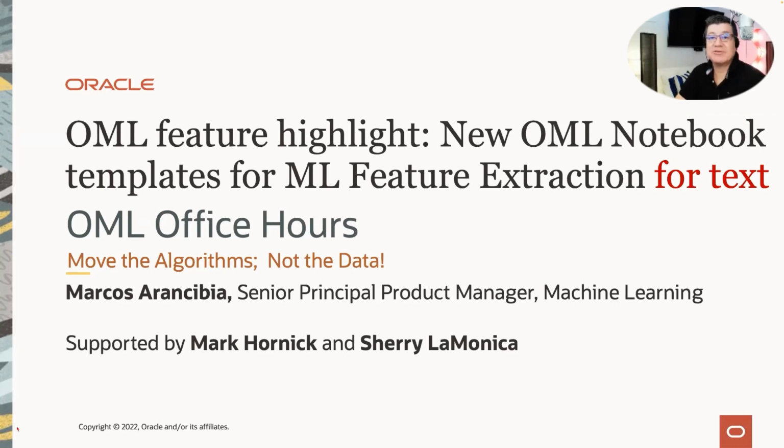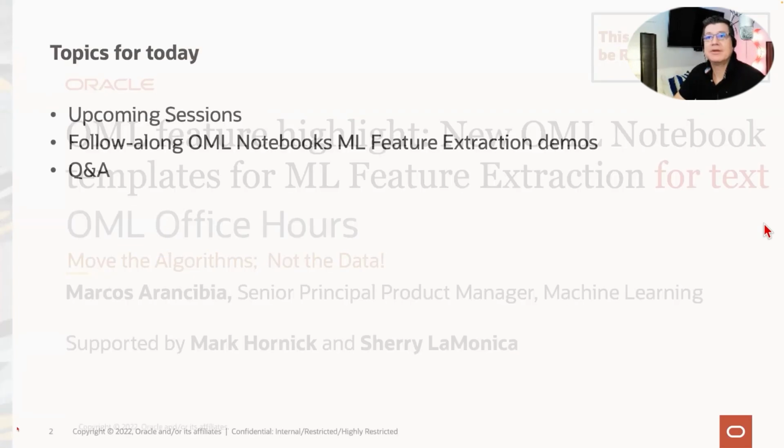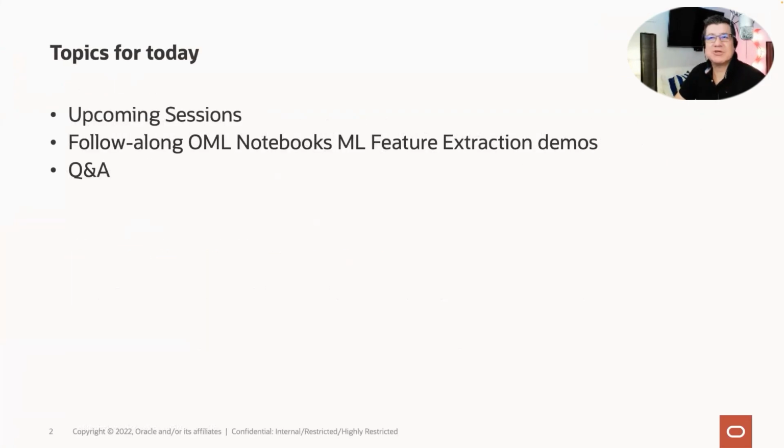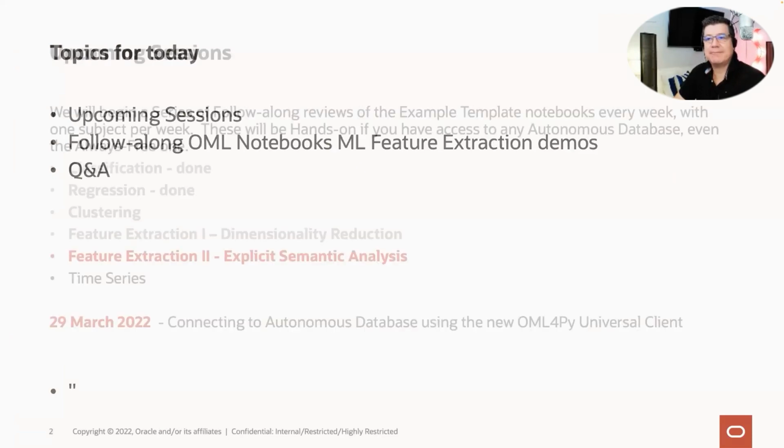So today's session is OML Feature Highlights: new Oracle Machine Learning templates for machine learning feature extraction for text. This is a follow-along session, so hopefully you are going to be able to follow and work your way through the demos that I'm going to do. First, a quick touch on upcoming sessions, then we're going to go through the follow-along sessions on the different demos that we have, and then I'll open for Q&A.